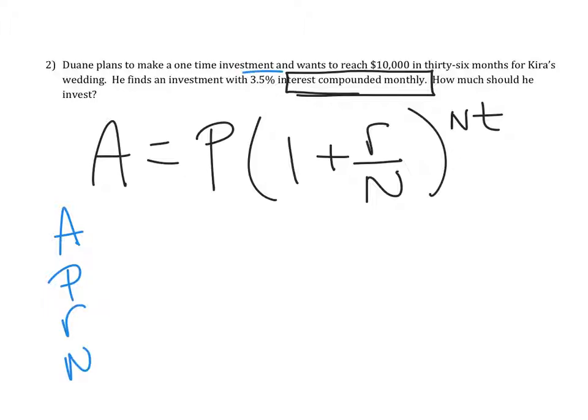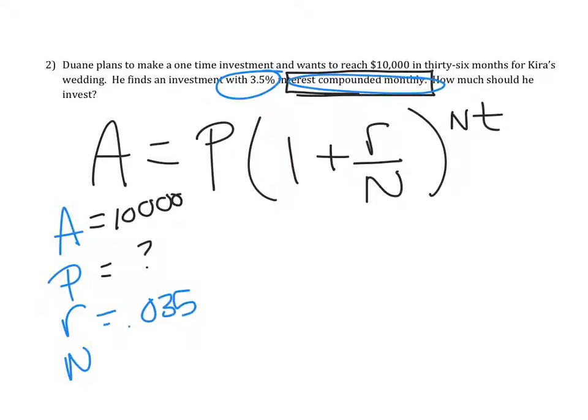All right, I see a 3.5%, so I know my rate is going to be 0.035. I want to reach $10,000, so is that my initial or my final amount? Hopefully you're saying that is your final amount, because the question is how much should you invest, so what is the initial amount? And n is going to be the number of compounds, and it says compounded monthly, so I know I'm going to go with a 12 there.